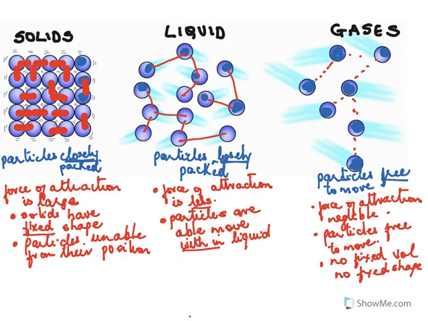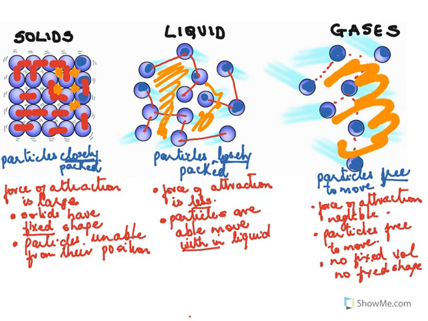We go to the next point, and that is the intermolecular spaces. In solids, the intermolecular spaces are very less. In liquids, the intermolecular spaces are more. But in gases, the intermolecular spaces are huge. It's large intermolecular spaces.